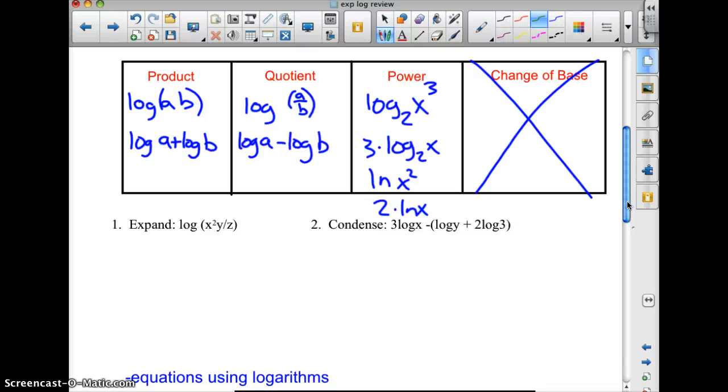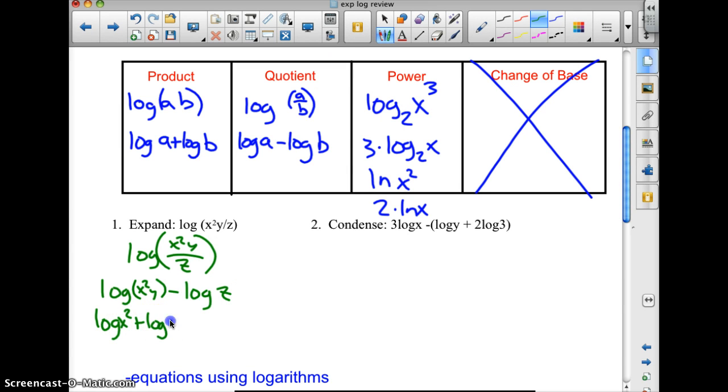All right, so if I have expand log of x squared y over z, this is the way it should be written probably. There you go, so you can see it properly as a quotient. If it's a quotient, it's going to be the log of x squared y minus the log of z. I'm expanding this, stretching it out. Now I have the log of a product. So that's going to be log x squared plus log y, and then that's minus log z.